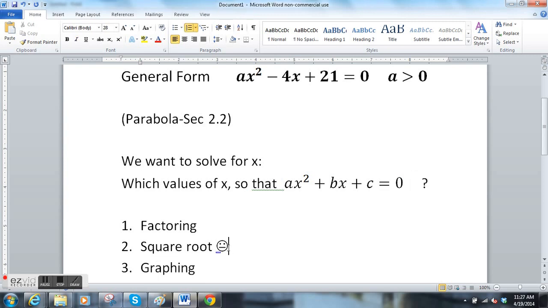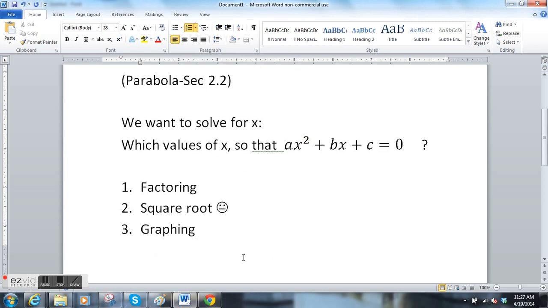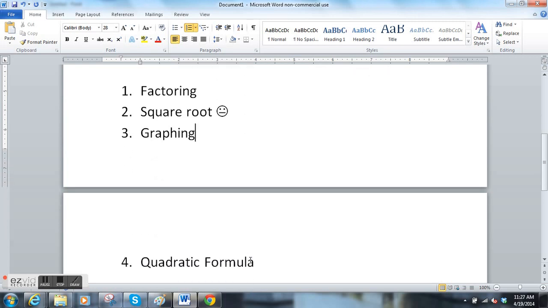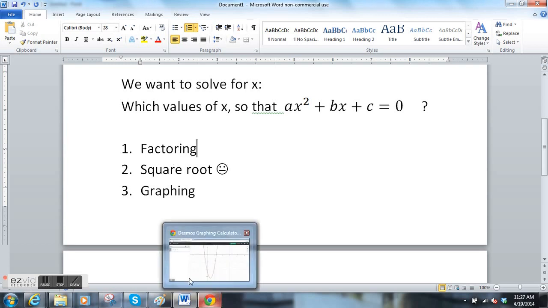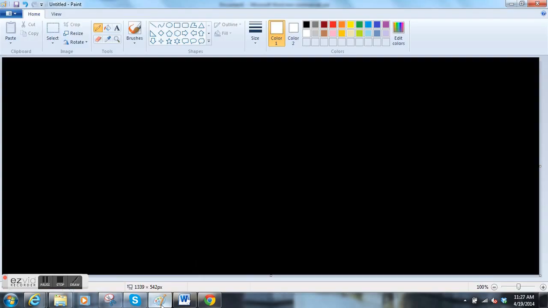There's factoring, there's the square root method, which I find kind of boring, so I made an average meh face there. Graphing method, which can be helpful if you're good with your graphing calculator. And finally, the quadratic formula. I'm going to go through an example of each one of these to give you a sense for what they are talking about. So the first one here is a factoring example.